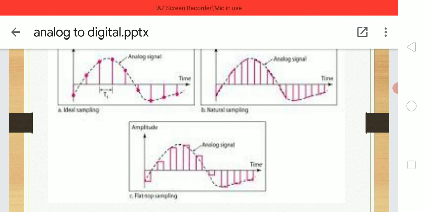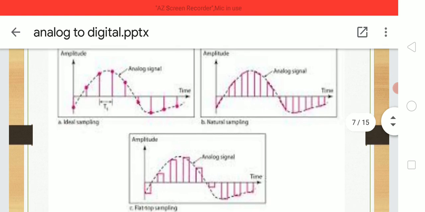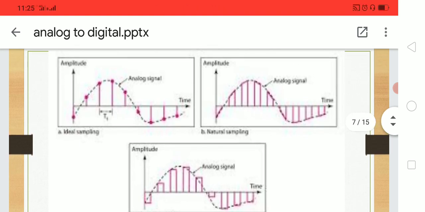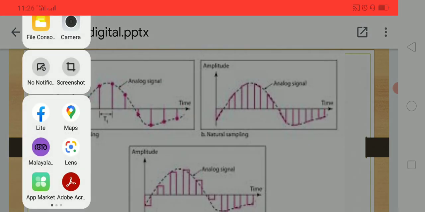You just look, the black dotted line is the analog signal and the red lines are the samples taken, and each red line is showing a discrete time interval, denoted by t1. Ideal sampling is also called instantaneous sampling, and it is somewhat difficult compared to the other. In the case of natural sampling, it is somewhat easier, and it is a common process used in sampling techniques.